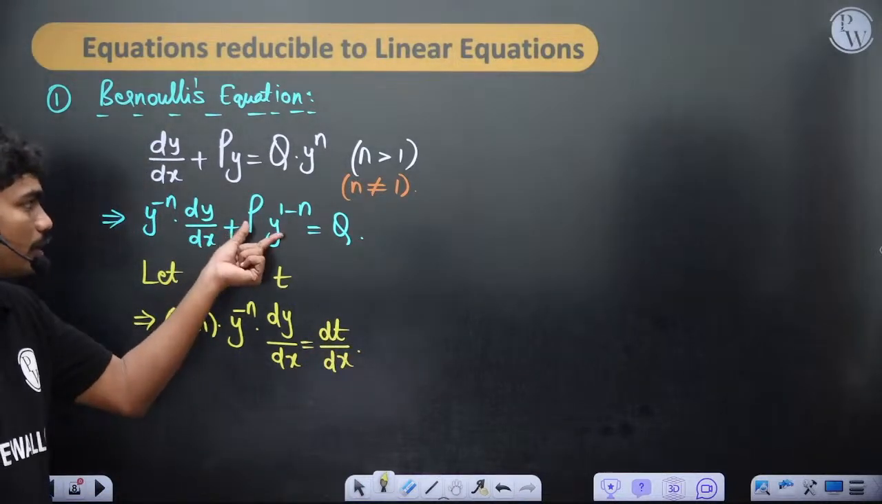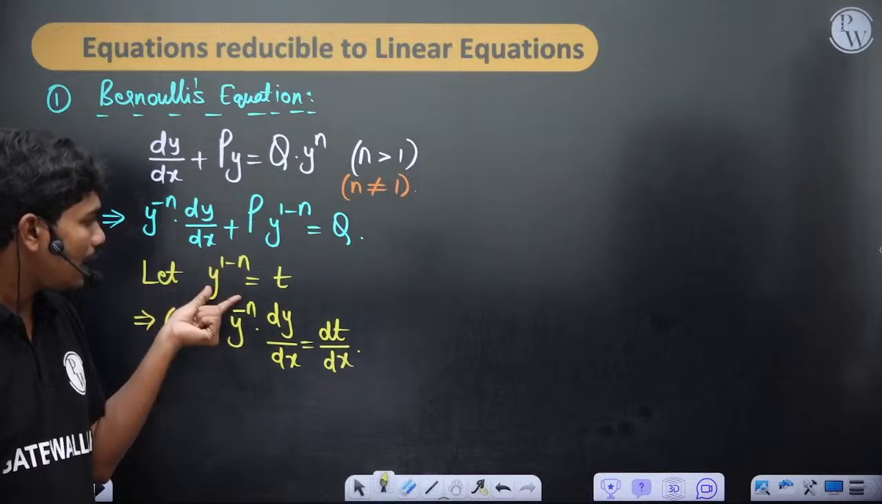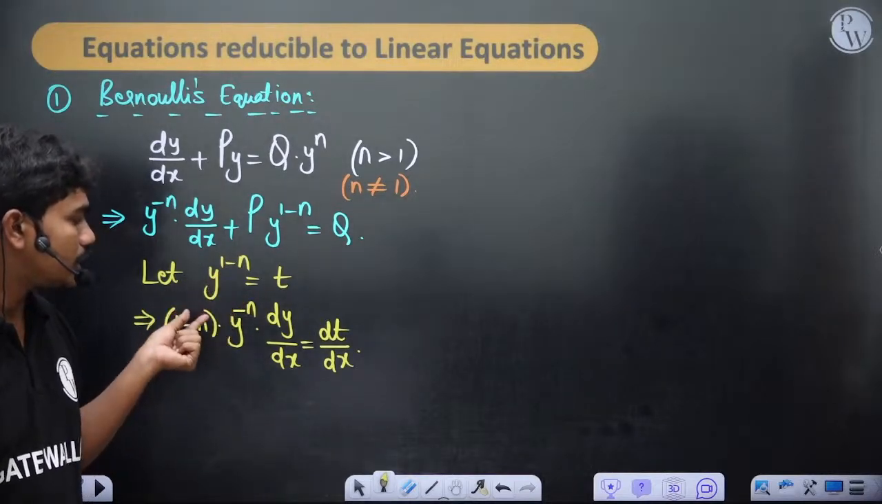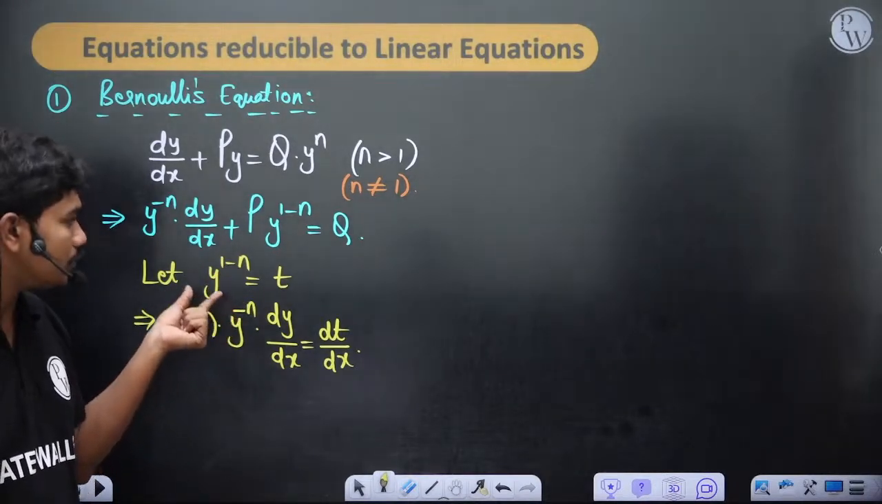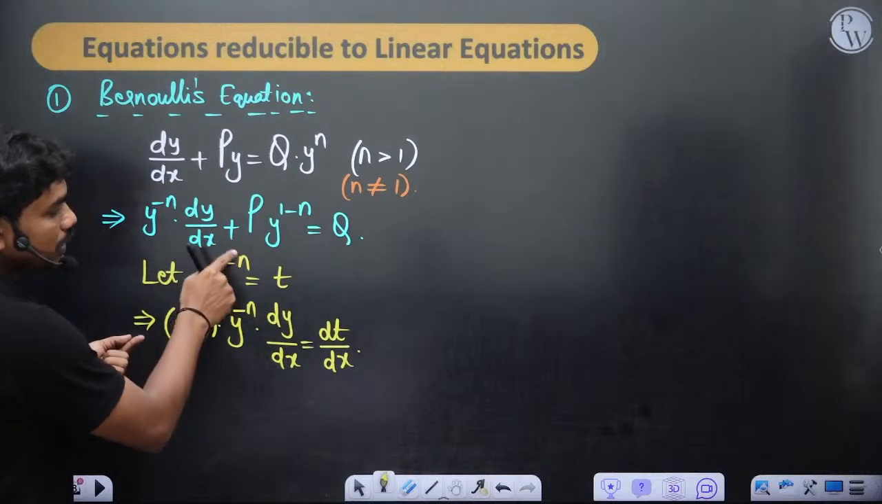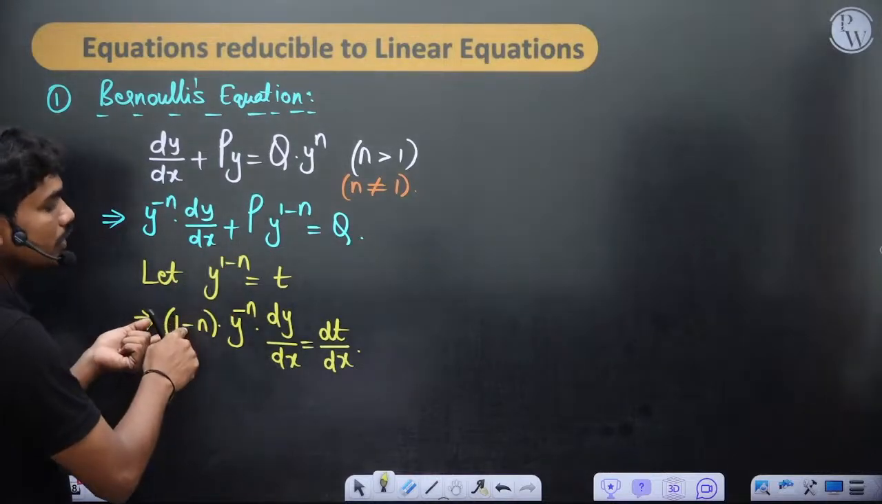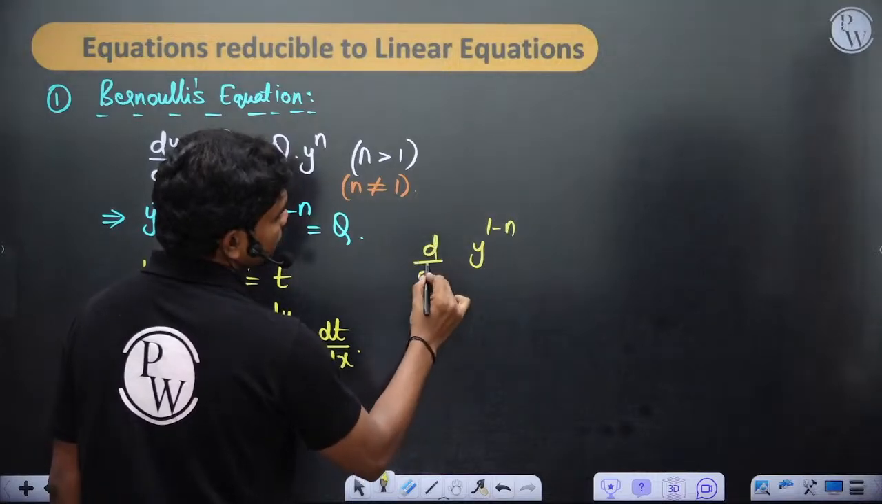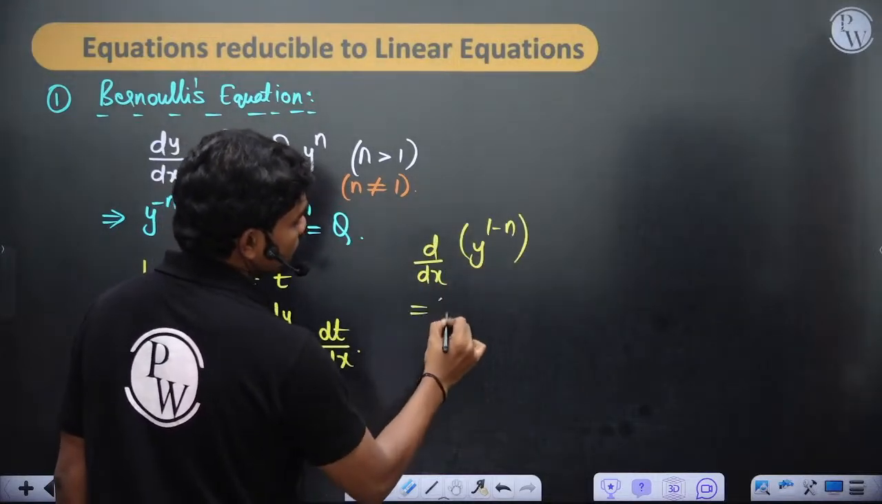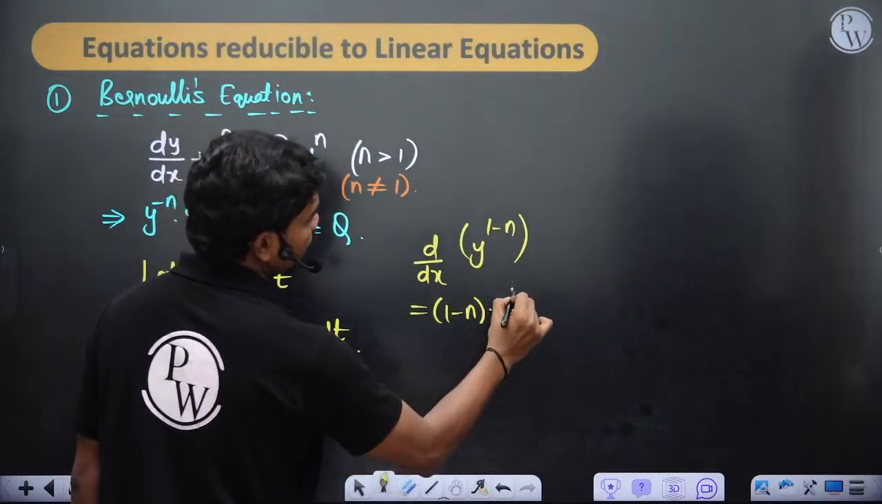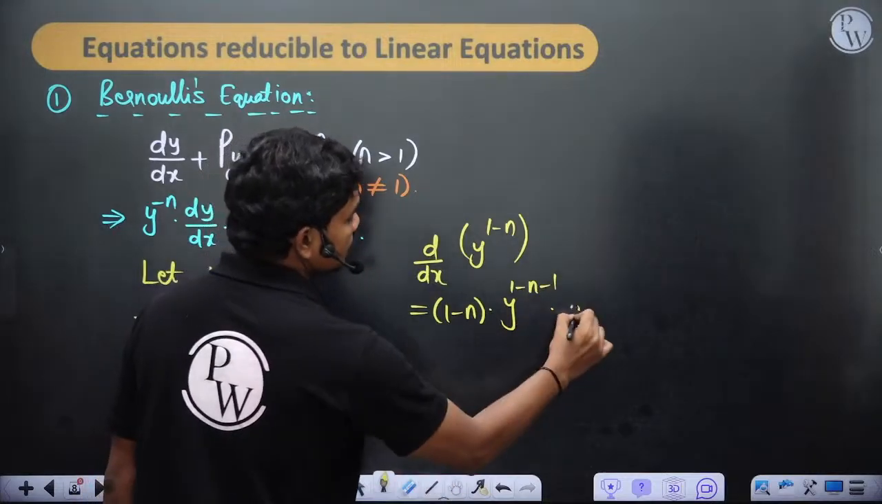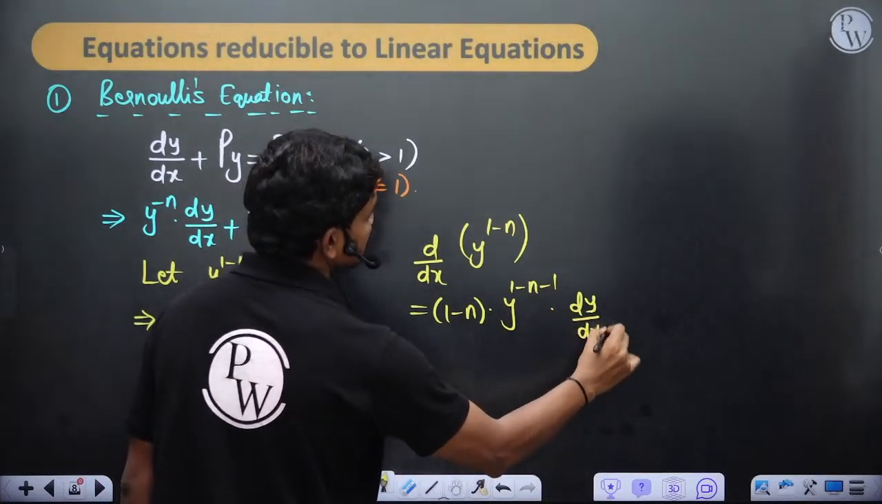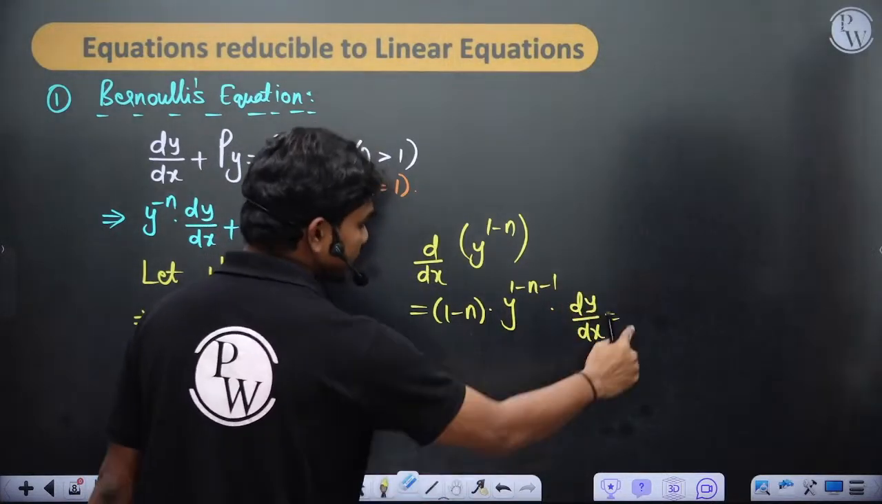I have taken y power 1 minus n as t, and I have differentiated with respect to x on both sides. If I differentiate y power 1 minus n with respect to x, the power 1 minus n will come out, and we get 1 minus n into y power 1 minus n minus 1 dy by dx is equal to the derivative of t, of course.